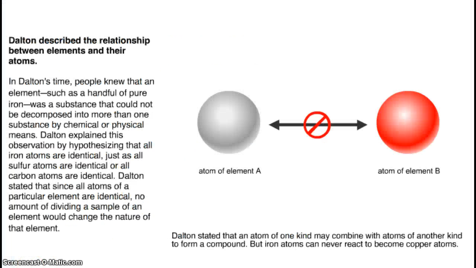Dalton described the relationship between elements and their atoms. In Dalton's time, people knew that an element, such as a handful of pure iron, was a substance that could not be decomposed into more than one substance by chemical or physical means. So in other words, if you have a handful of pure iron, no matter what you do to it, it's still pure iron as far as physical changes. So yeah, we can do a chemical change to it and have it rust, but if you're just talking about physical changes, you can heat it up, you can cool it down, you can bend it, you can break it, it is still iron.